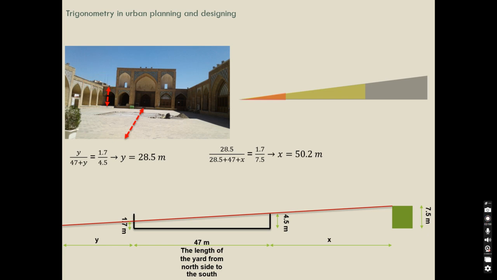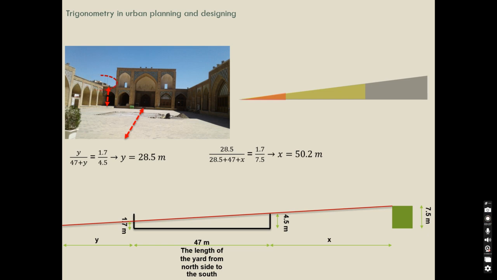These calculations are based on similarity among triangles in this figure. So as you see them, the ideal distance between the wall and that hypothetical building must be almost 50 meters. It means from the south front of Jama Mosque to about 55 yards northwards, we can't construct a building with more than 7.5 meters height.